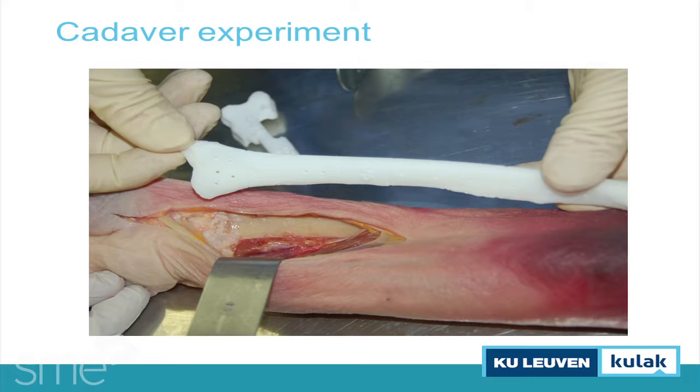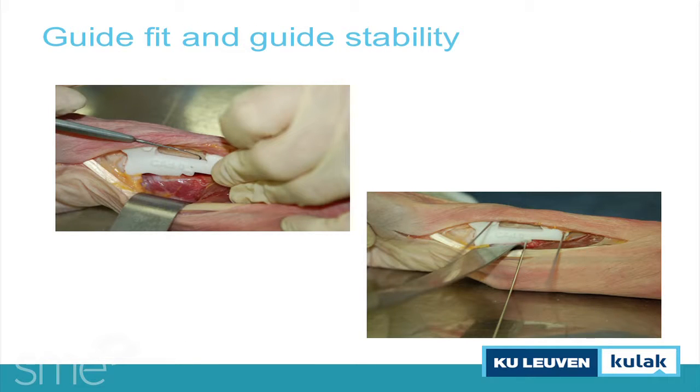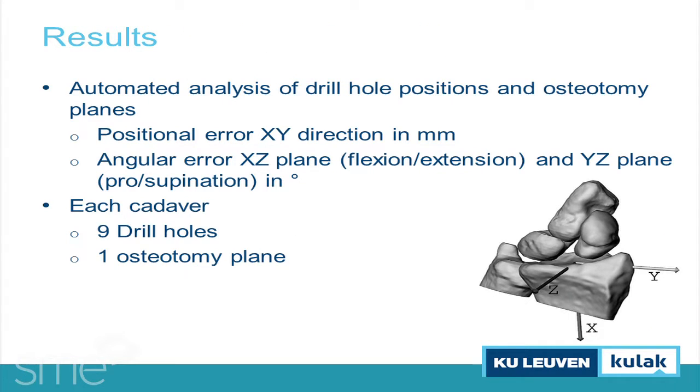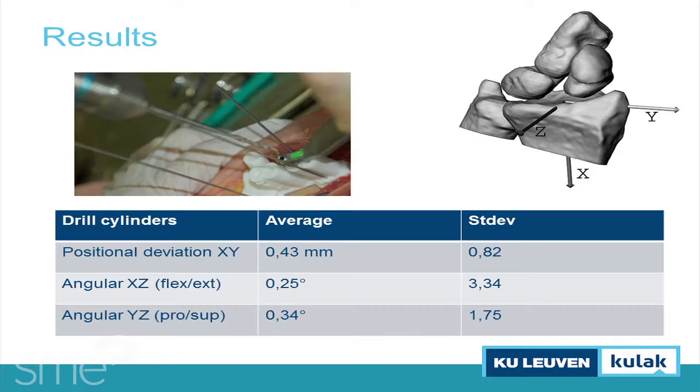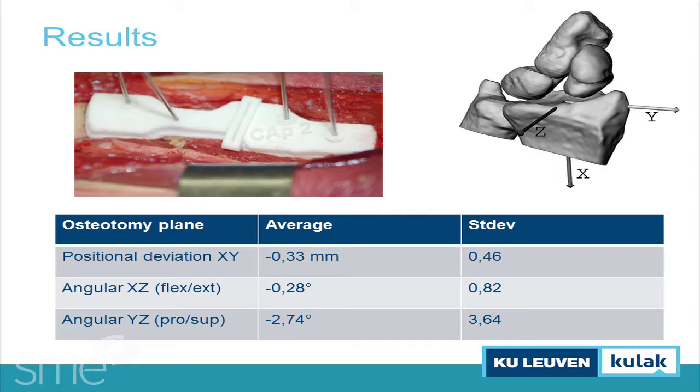We also did a cadaver experiment where we tried to control that, and we would do guide fit testing and automated analysis of the drill hole positions and osteotomy planes, because that's what you're going to do. We looked for positional error in the XY direction and in the XZ plane and the YZ plane for the classical osteotomies. 9 drill holes, 1 osteotomy plane in each cadaver, and if you look at the average, you see that you can get accurate results, and that a good guide will give you an accurate positioning because you are below the millimeter margin to see your drill holes in the right position. For the osteotomy planes, you come in the same ballpark. This is the accuracy that you really look for.